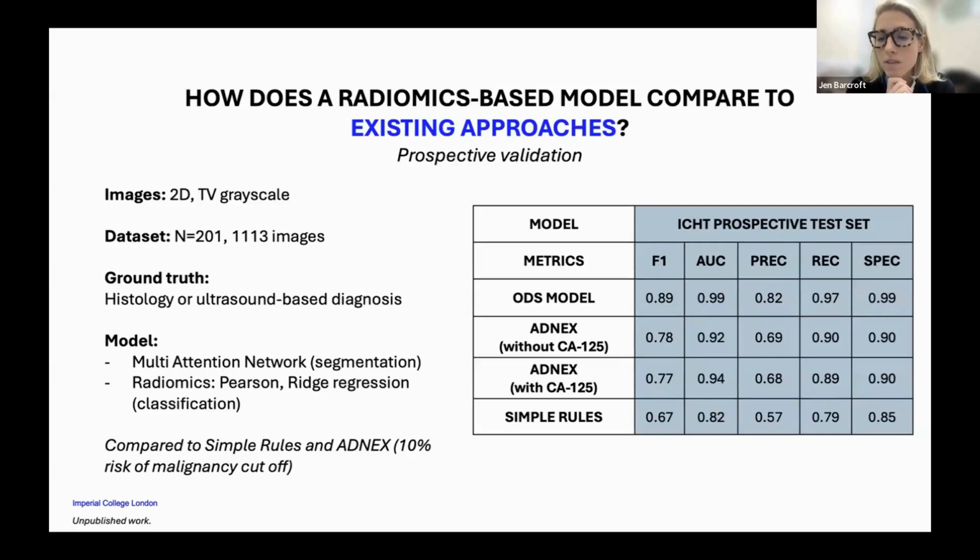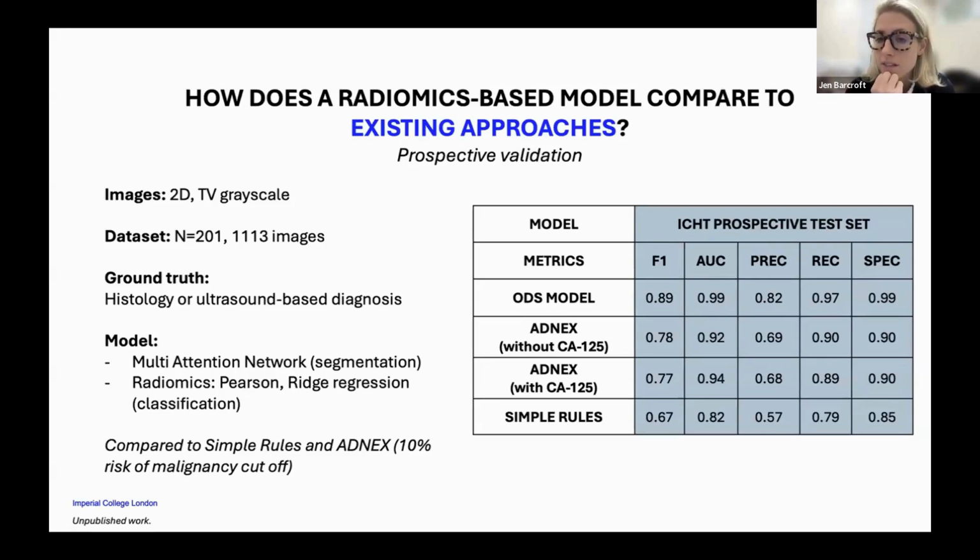But you can see here that within the Imperial prospective test set, the ODS model outperforms ADNEX both with and without CA125, which is a tumour marker used to help risk stratify individuals with a mass. And it gave again a promising classification performance. We did notice a slight drop in the pickup of the cancers versus the perfect recall of 1 in the external validation in Italy.